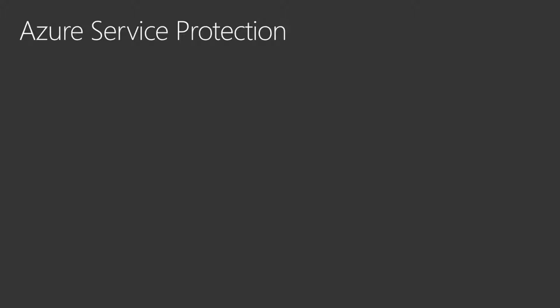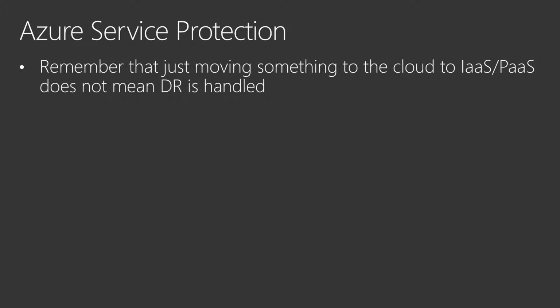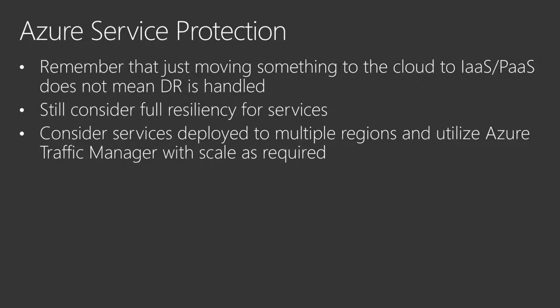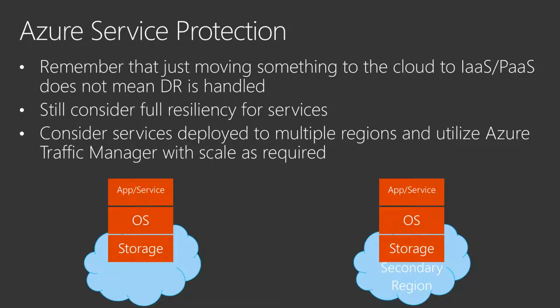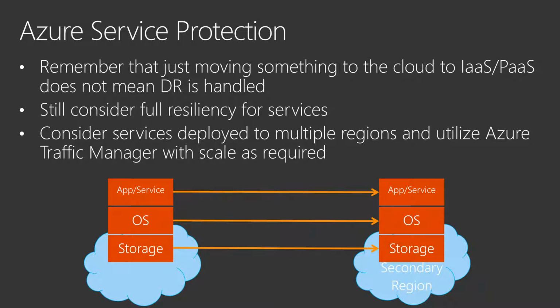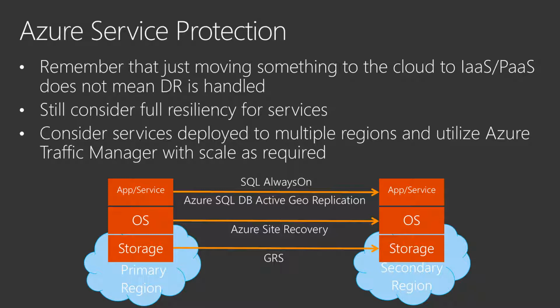Another way that you can do it is with Azure service protection. Remember, it's not just moving to a cloud IaaS or PaaS that gives you DR by default. This is a misconception that I see in a lot of clients that I talk to regarding disaster recovery. You still need to consider full resilience of the service. It's not because it's Azure that you are fully covered. So you need to consider services, for example, again, Traffic Manager with scale as required. For example, you have storage in one region. What happens if you lose communication with that region? What happens if that region becomes unavailable? You need to set up those services to replicate to a second region, so then you can be totally covered against any kind of problem.